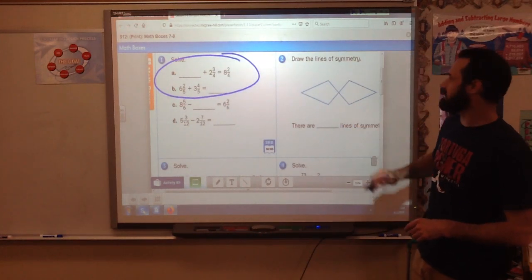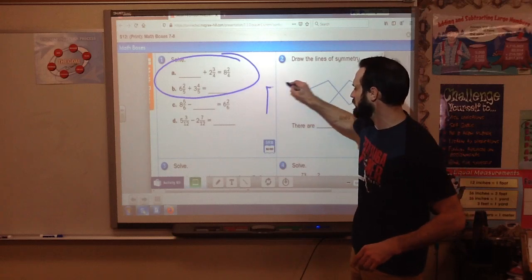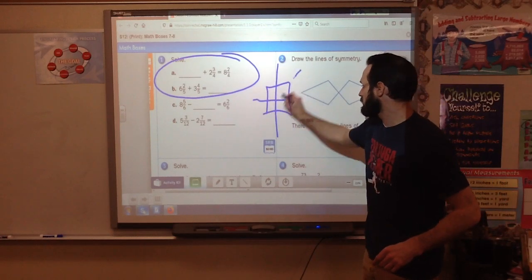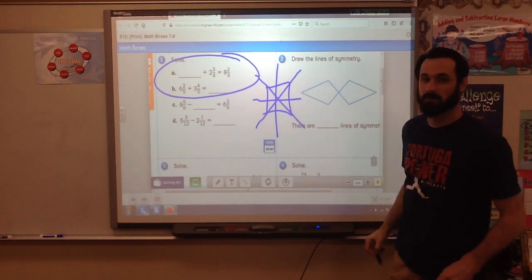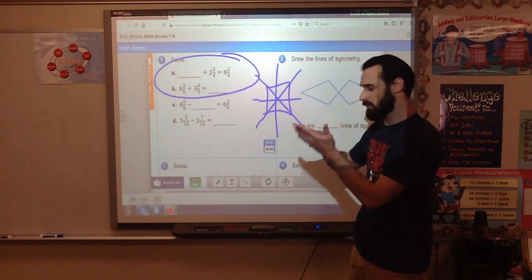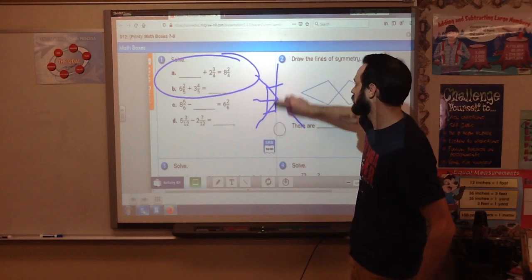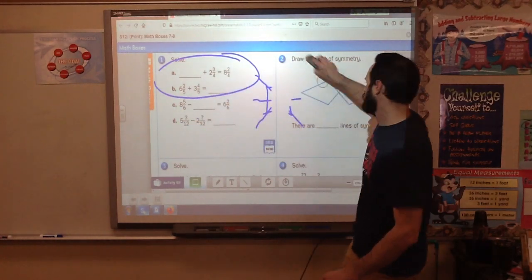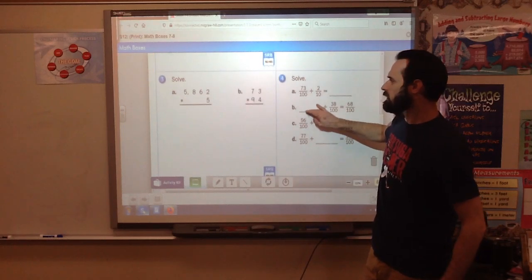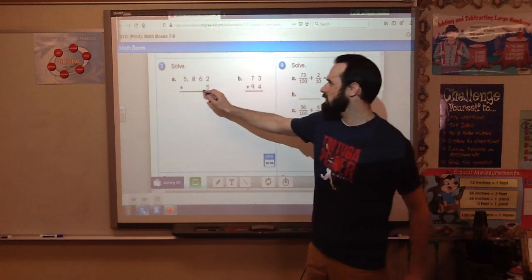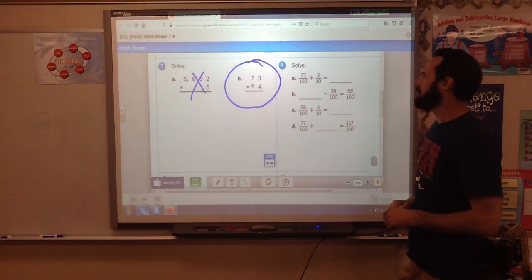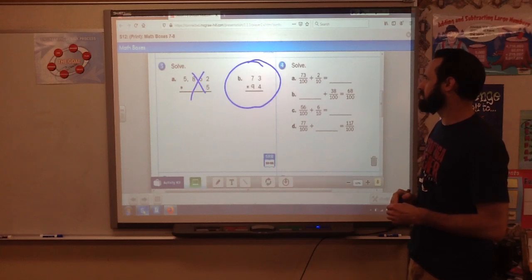This one you draw as many lines of symmetry as you can. Now a line of symmetry would be like that. This would have a lot of lines of symmetry if it was a perfect square. Okay? It's where it's the same on each half. If you folded it in half, it would line up perfect. Number 3, I think you guys can do A pretty well, so let's just do B. And on number 4, we're adding and subtracting fractions.